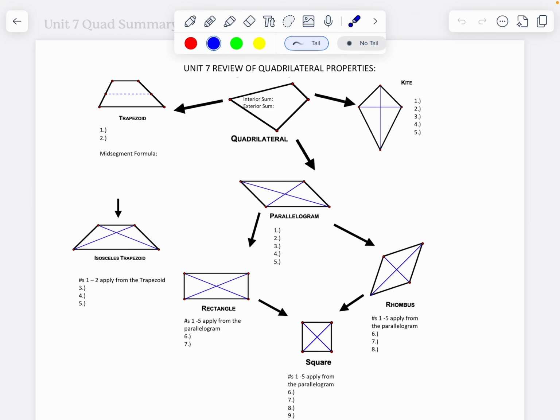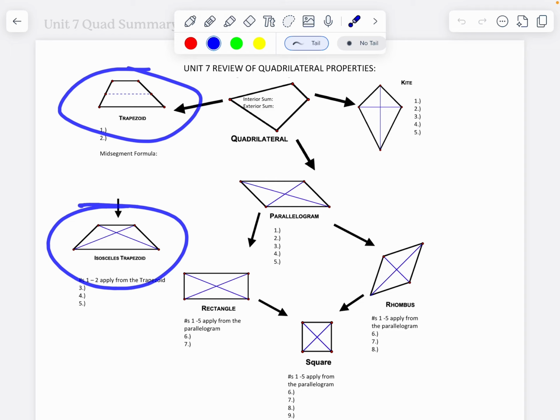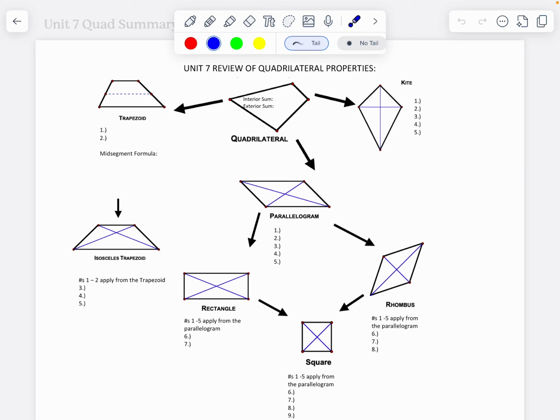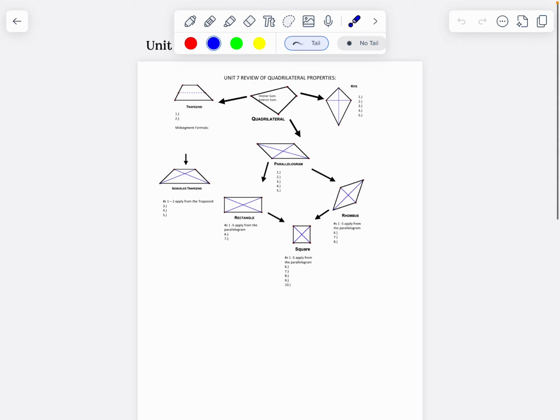Today, we are going to be introduced to trapezoids, isosceles trapezoids, and kites. We will follow that up in the notes. Please move on to the warm-up.